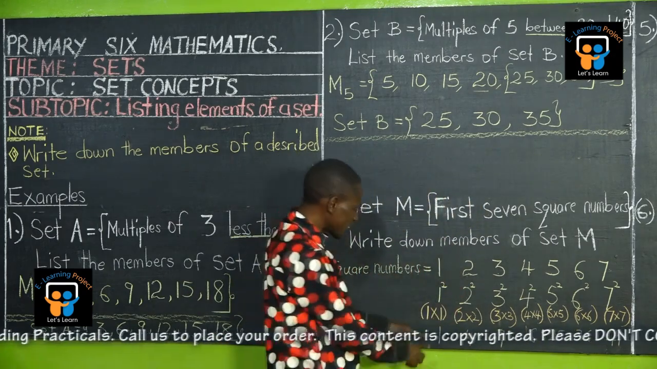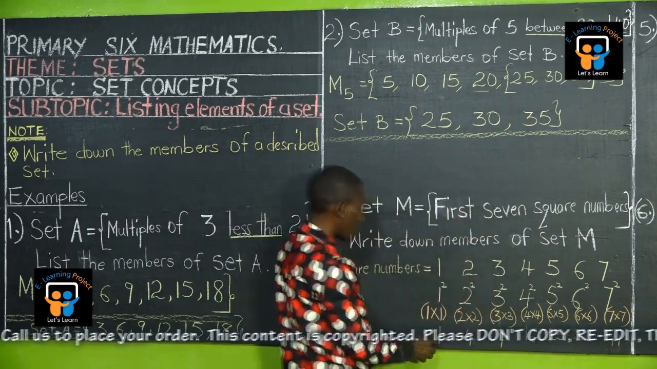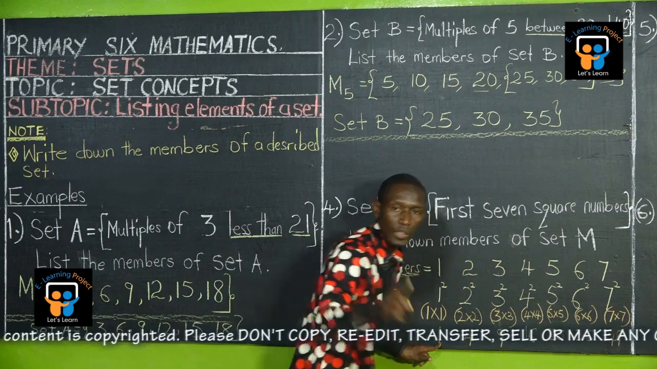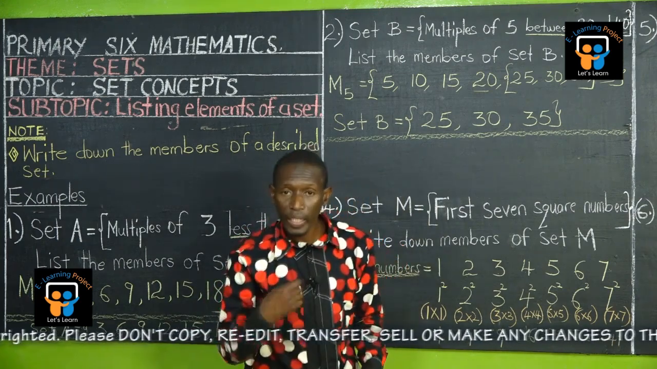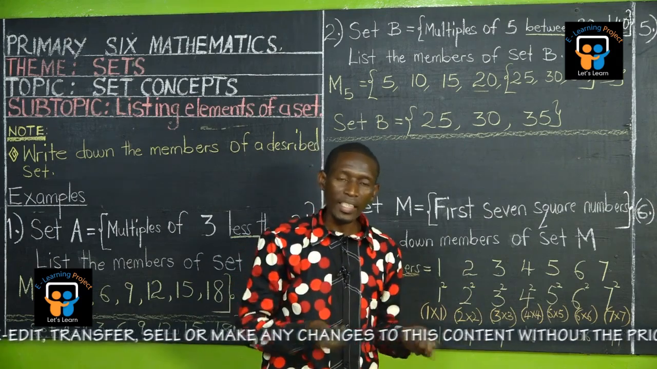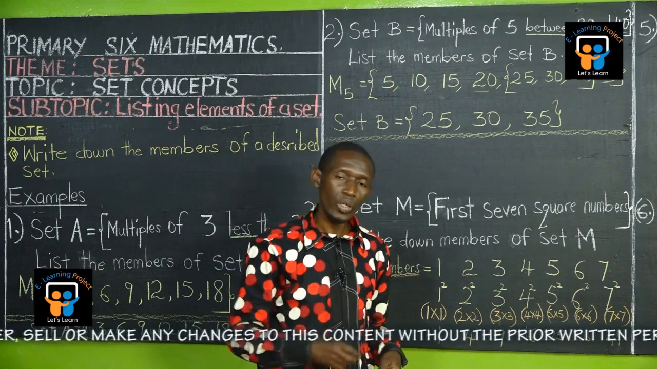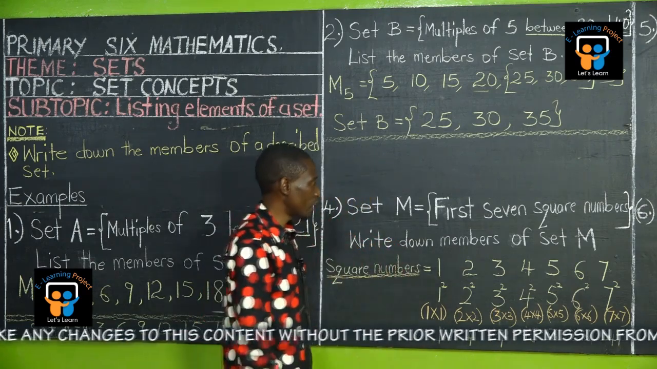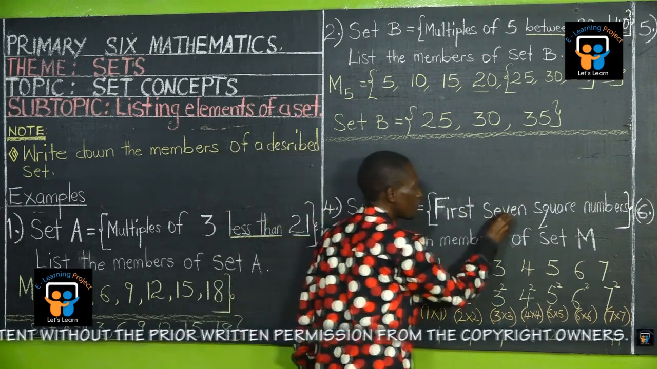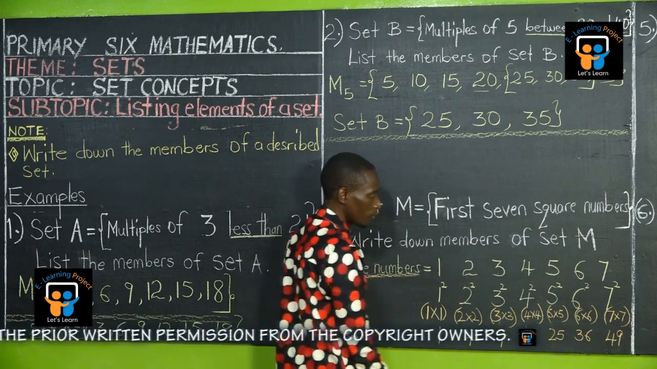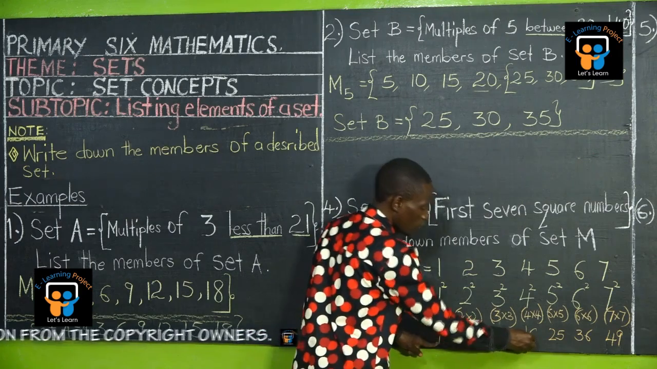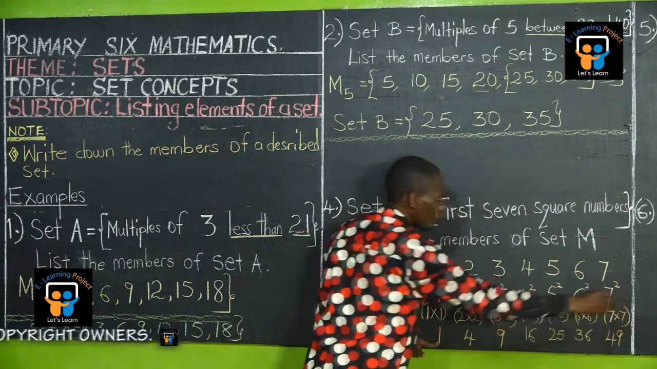Now, look, the answers we have got here are the ones we call square numbers. They are square numbers because they are obtained after squaring some certain number. We square counting numbers. The final answers you will get will be called square numbers. Now, are they 7? Because we are told to show set M as first 7 square numbers. Let's count them and we see whether they are 7. 1, 2, 3, 4, 5, 6, 7.